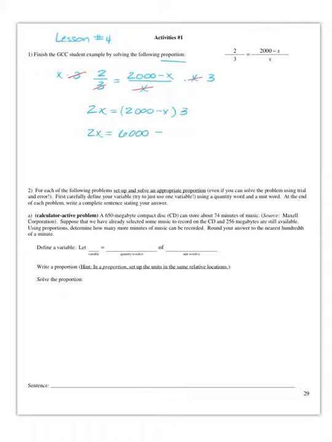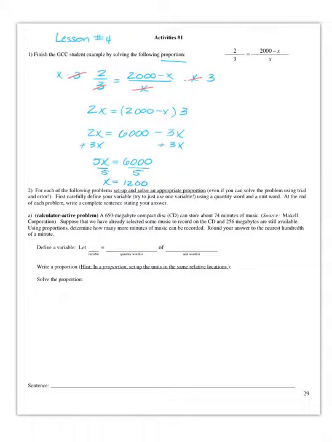Then I'm going to continue to solve for x by combining my like terms, and working my way. In the next step, I'll divide both sides by 5, and x will be equal to 1200.